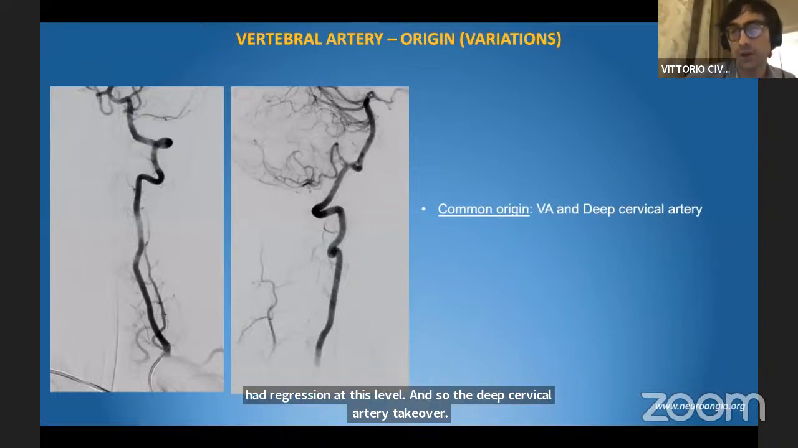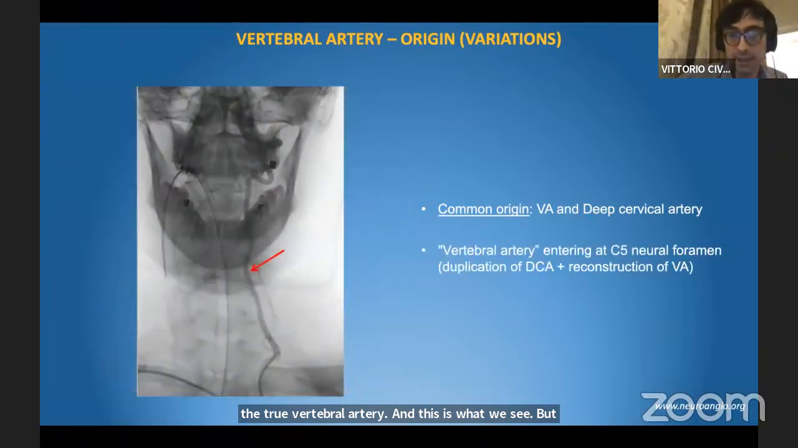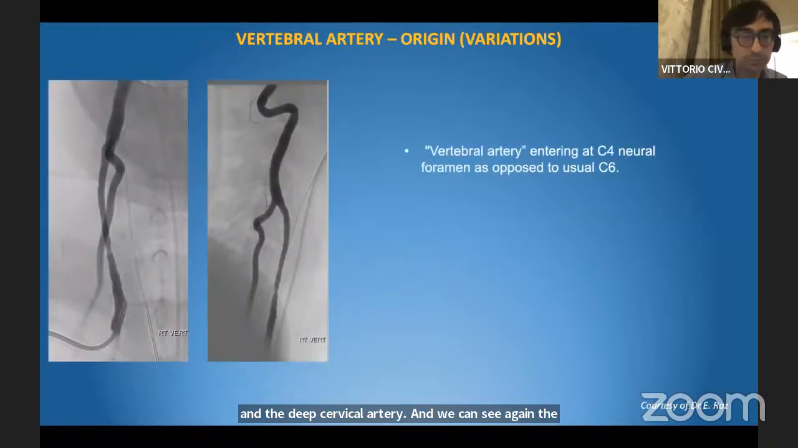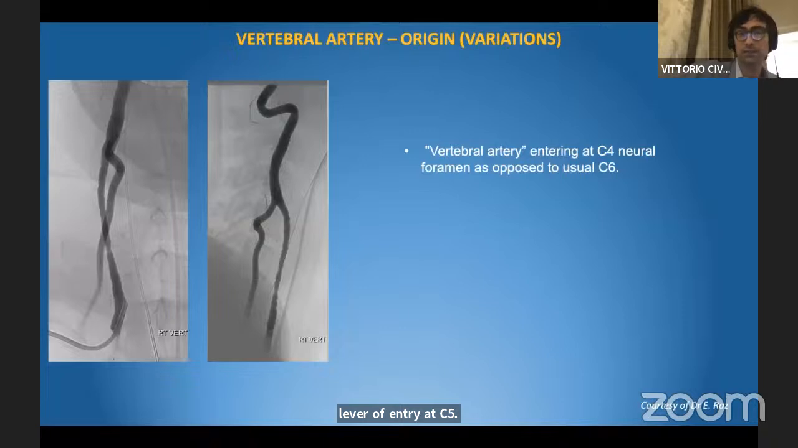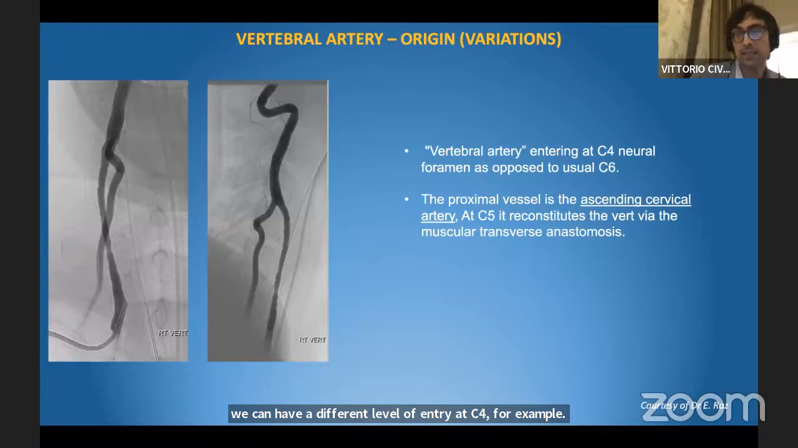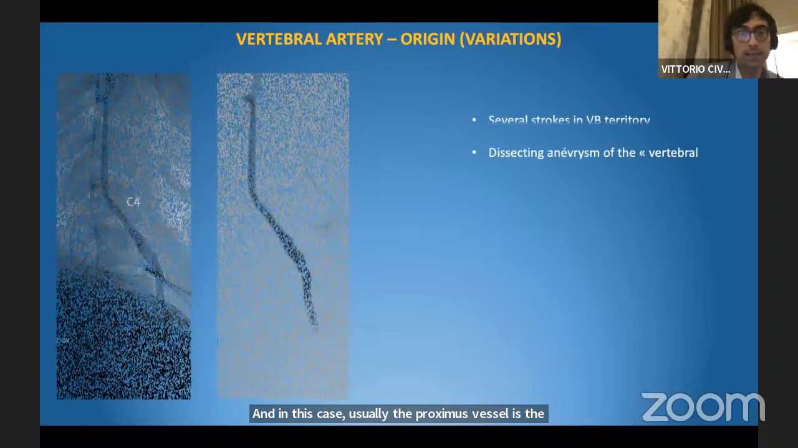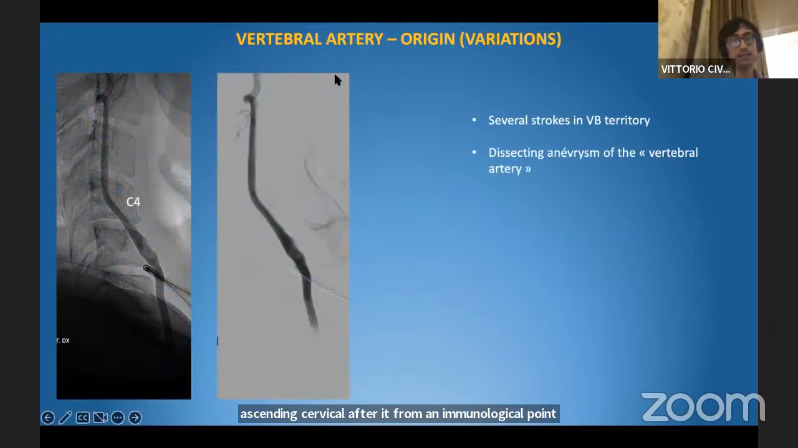But then we can have common origin, for example, in this case, with the common origin of the vertebral artery and the deep cervical artery. And we can see, again, the level of entry at C5. Or we can have a different level of entry at C4, for example. And in this case, usually the proximal vessel is the ascending cervical artery from an embryological point of view. And it can have clinical implication, as in this case, we have a vertebral artery entering at C4, and it is highly more mobile than a normal vertebral artery.